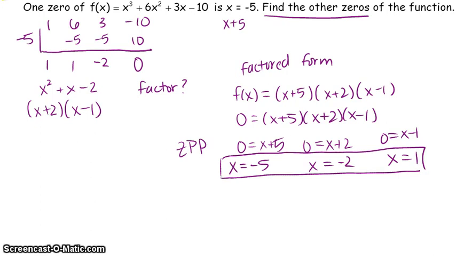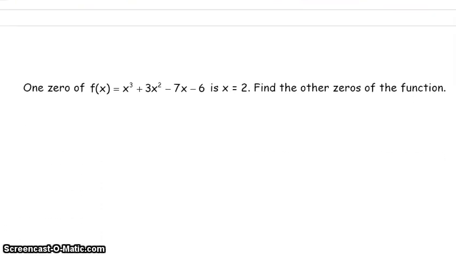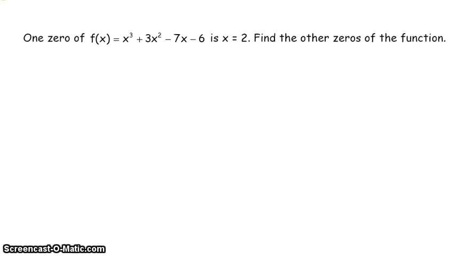Okay? And let's flip the page over to our last problem here. It says one zero of f of x equals x cubed plus 3x squared minus 7x minus 6 is x equals negative 2. Find the other zeros of the function. Just like we did last time, I want you to use synthetic division to simplify this polynomial, but first pause this video, try it on your own, and then compare with what I have.